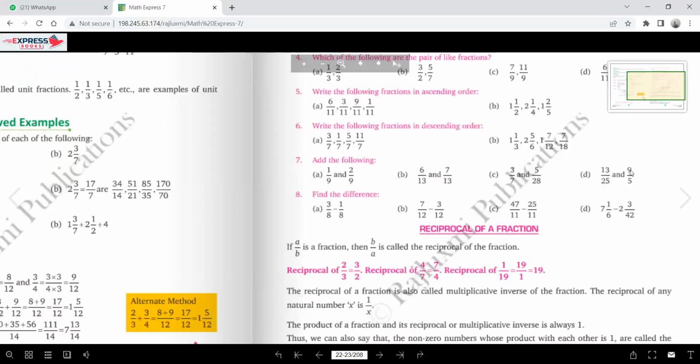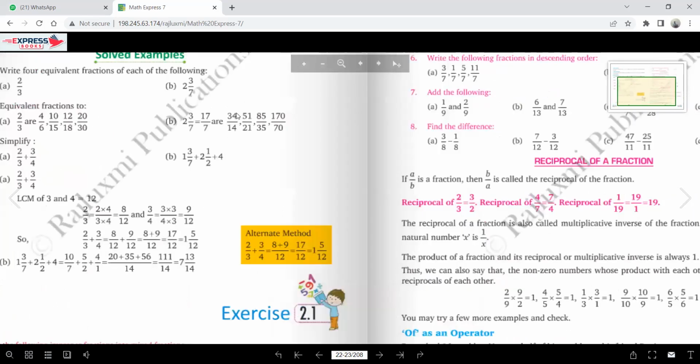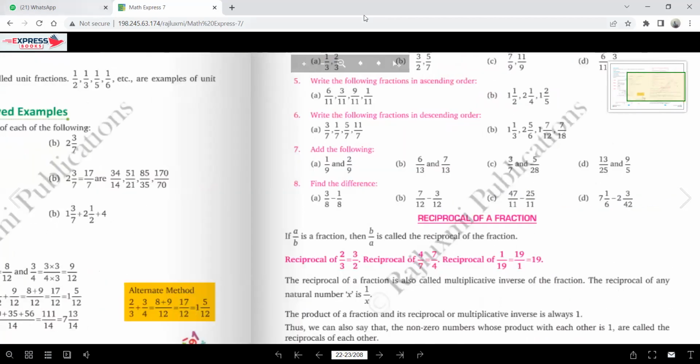Now the last is 13 upon 25 and 9 upon 5. We have to do the same steps. And my dear student, similarly, we have to solve this question number 8. So this is your homework that you have to complete in your math notebook. And if you find any difficulty, please inform.